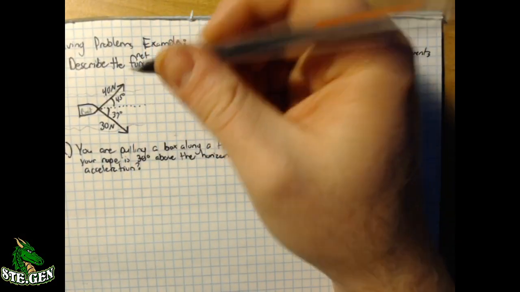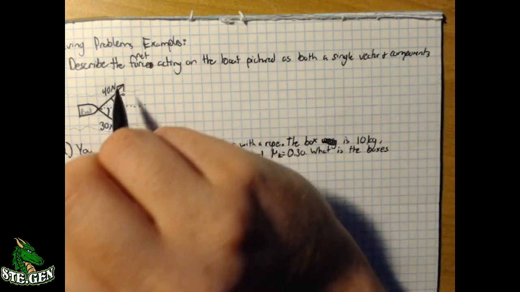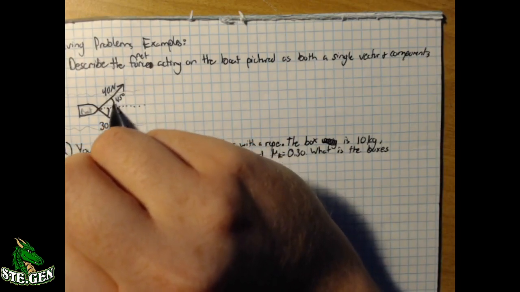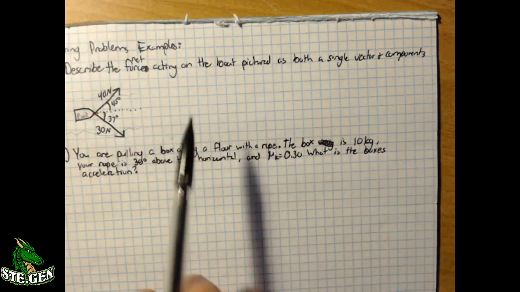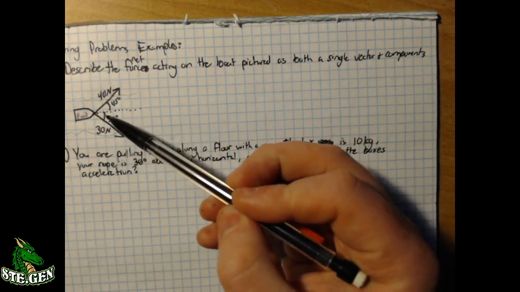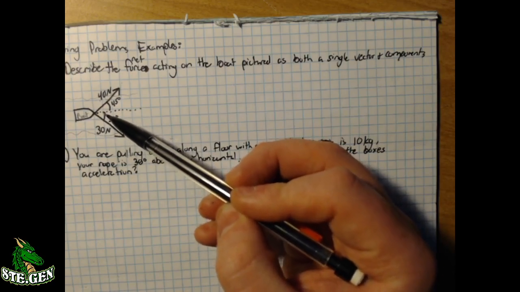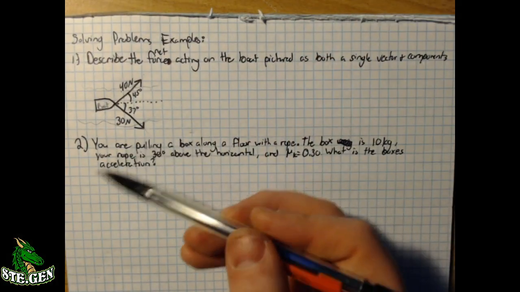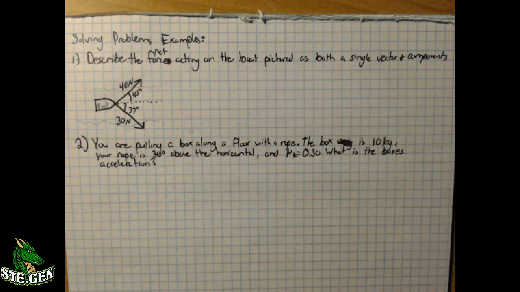And we're going to pretend we've got two guys standing on either side of the canal. The person on the top part is pulling at 40 newtons at an angle of 45 degrees from the horizontal, or from the middle of the stream. And then the person down here is pulling with a strength of 30 newtons at 37 degrees from the middle of the stream. And then we're going to have to take that and try to find the net force as both a single vector and as components.